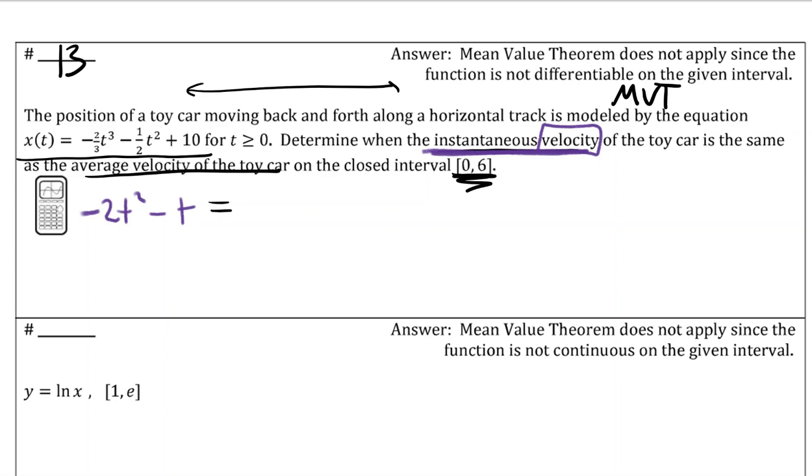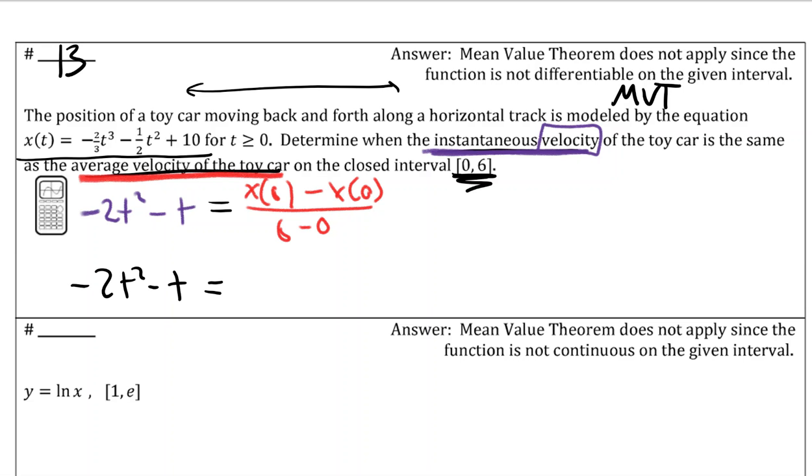Okay. And then the average velocity, so the average rate of change, this is going to be like the slope formula part. So x of, oh, I'm not even looking at the right one. x of 6 minus x of 0 over 6 minus 0.